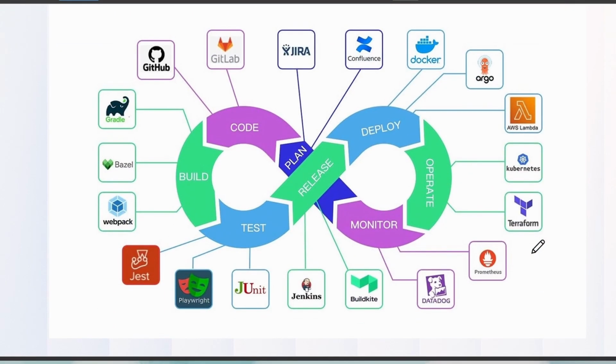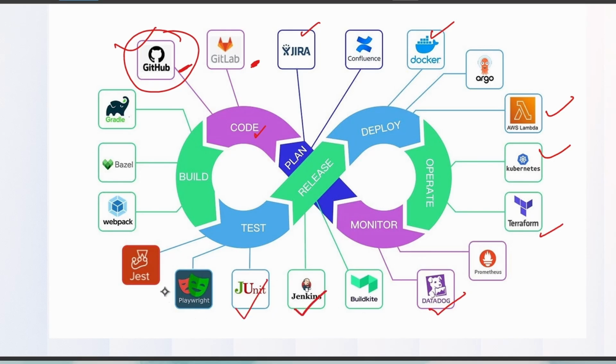Again, if you come back, you can see these eight stages. For coding, we can use GitLab and GitHub. Many developers know GitHub, Jira for ticketing, and Docker, Amazon Lambda, which I explained, Kubernetes, Terraform, and Datadog for data. We have used Jenkins and JUnit for testing, and Webpack and Gradle. These are all the build, deployment, test, and monitoring tools that we need to use for CI/CD pipelines.